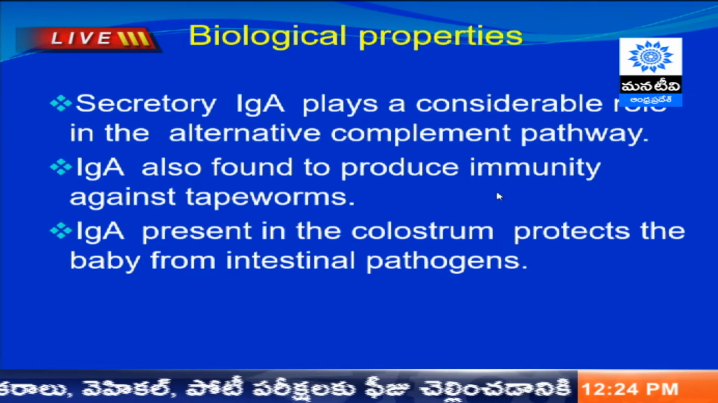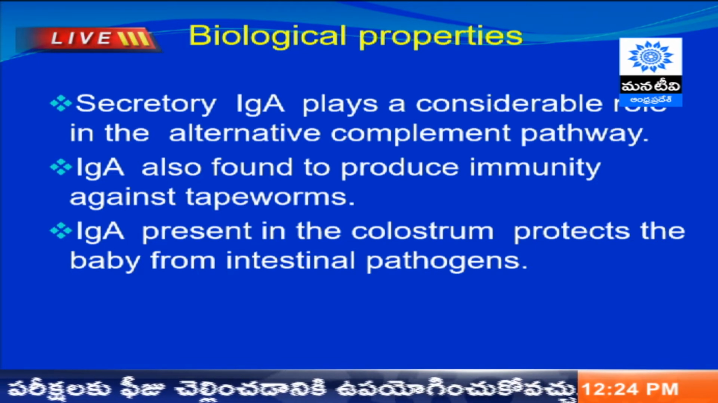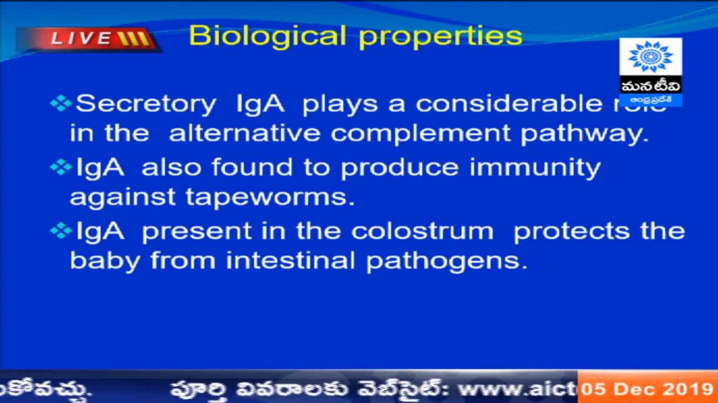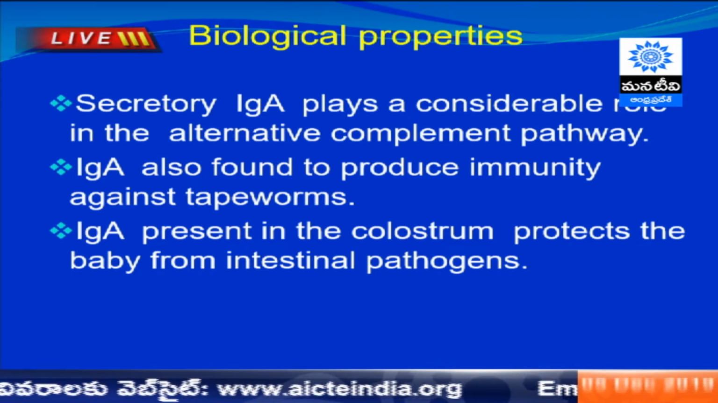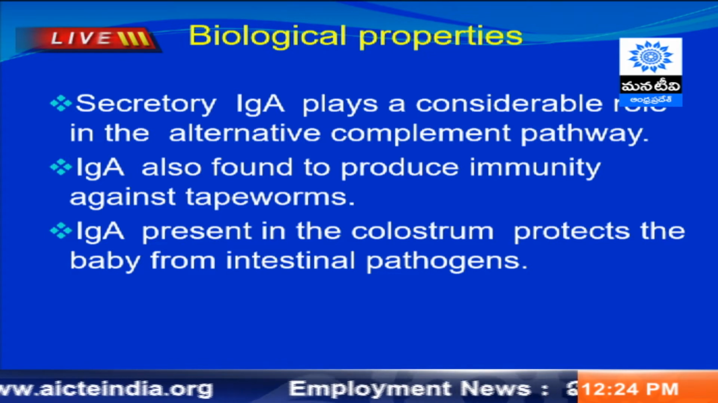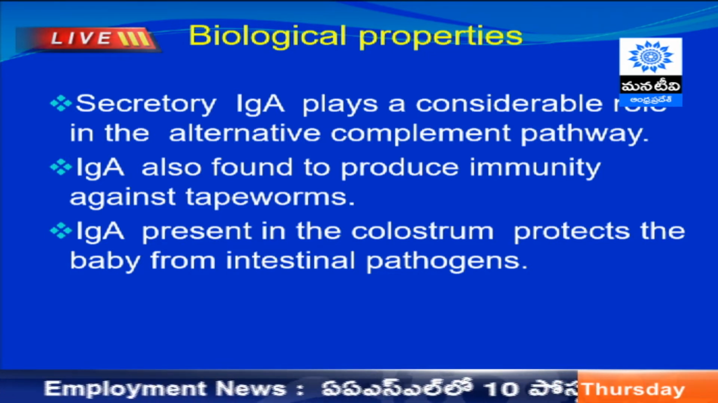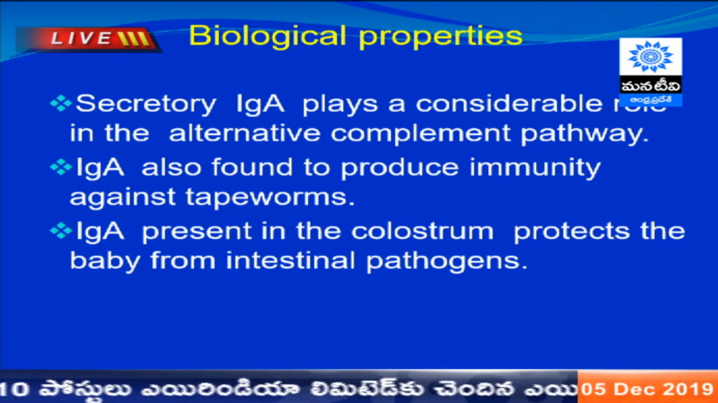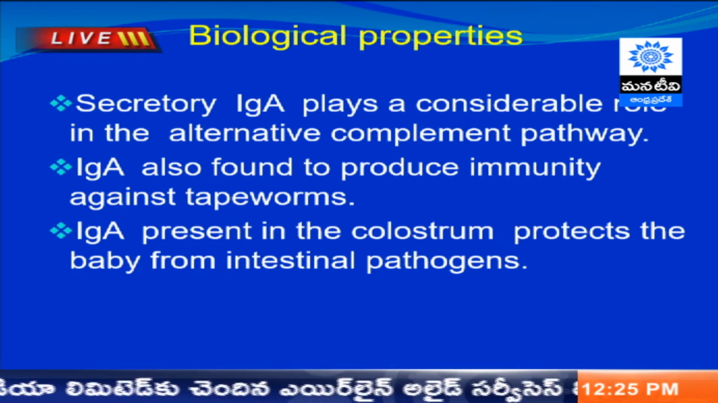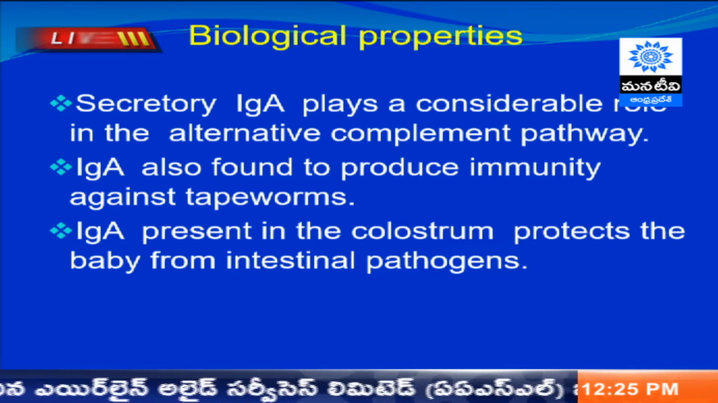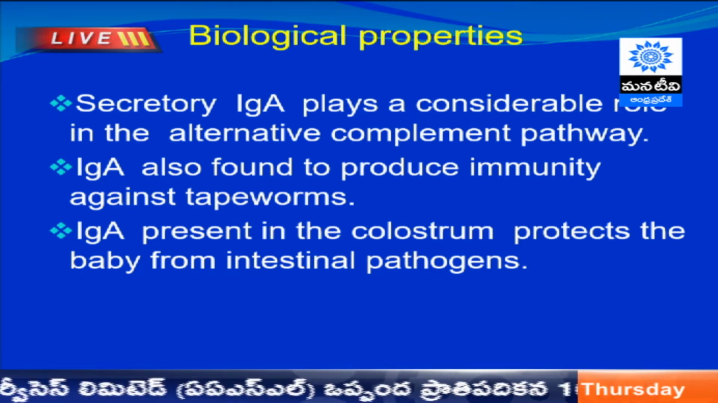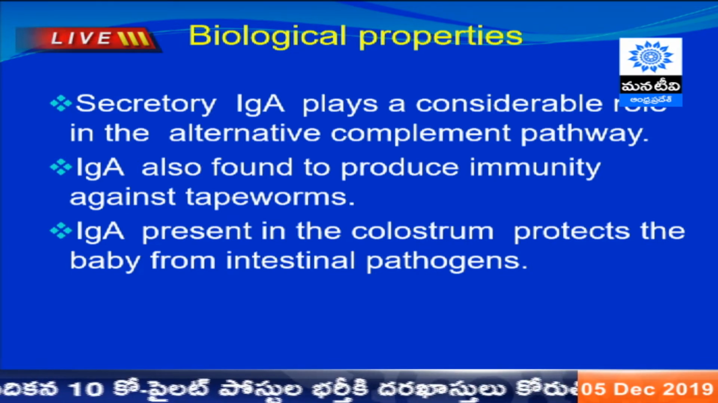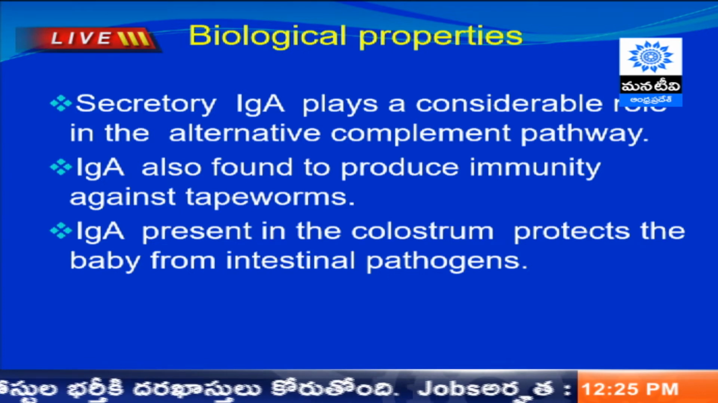Coming to the biological properties of immunoglobulin A. This immunoglobulin plays a considerable role in generating the alternative complement pathway. It also produces immunity against tapeworms which are present in the intestine, and it is also highly present in the colostrum. So, when the baby is fed with breast milk, it gives protection from intestinal pathogens as it is present in the colostrum of the milk.